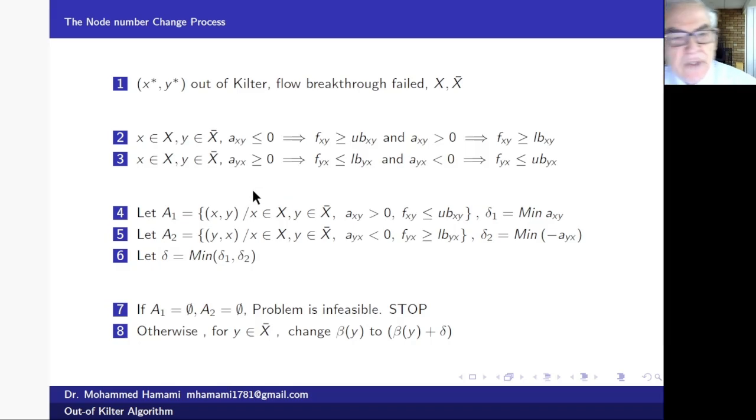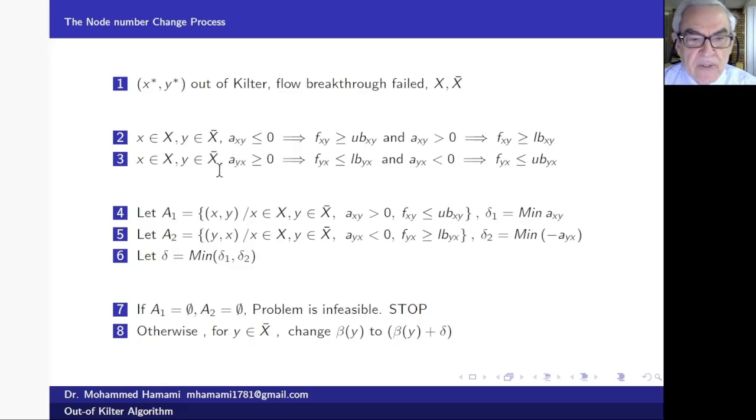So what does this mean? Here I have an x in x and y in x bar, and I could not increase the flow from x to y. That means that if you look at the labeling rules, if a of xy is less or equal to 0, then f of xy must have been greater or equal to the upper bound. And if a of xy is positive, then f is greater or equal to the lower bound, and vice versa.